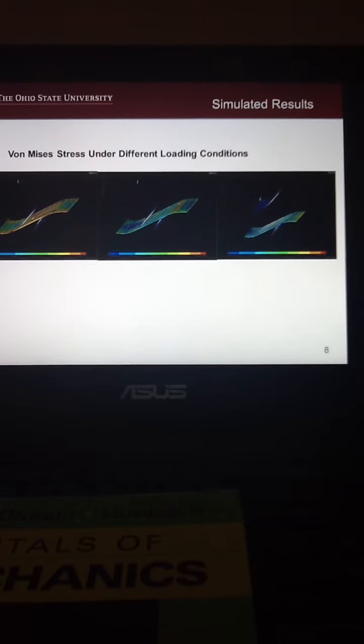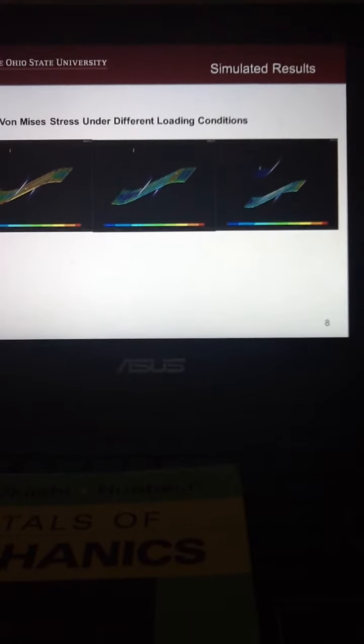Here is the von Mises stress under different loading conditions. From left to right, the first is the end-step results of the first loading, the second is the results at the beginning of step 2, and the third one, of course, is the results when the punch is detached from the metal.